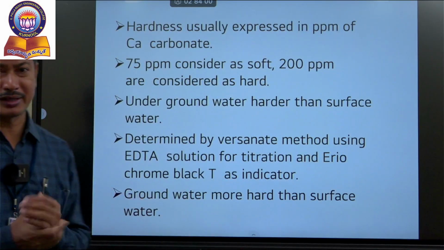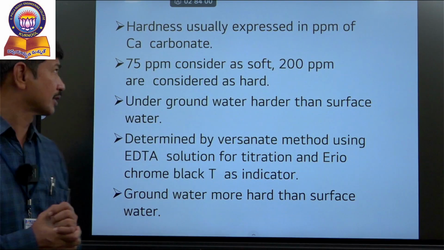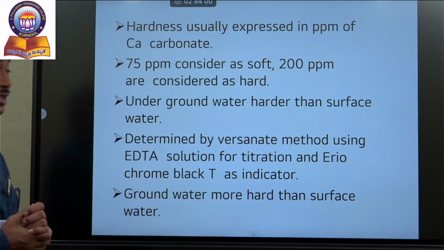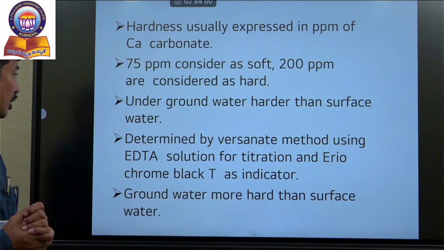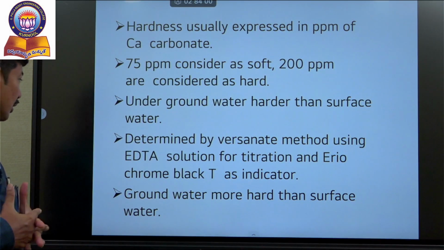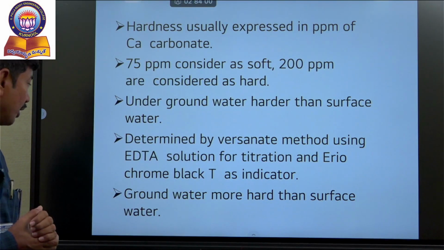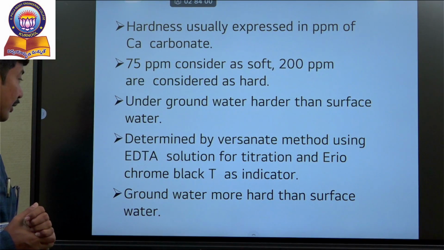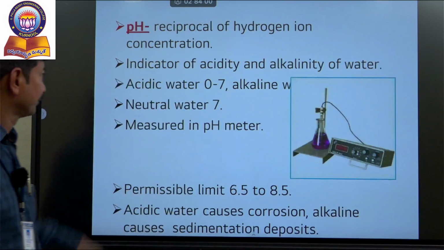The main character is to prevent leather formation. That is the main character. This is measured and expressed in ppm or mg per liter. Groundwater especially contains hardness. EDTA solution is used for measuring the hardness of water. Groundwater contains more hardness than surface water.